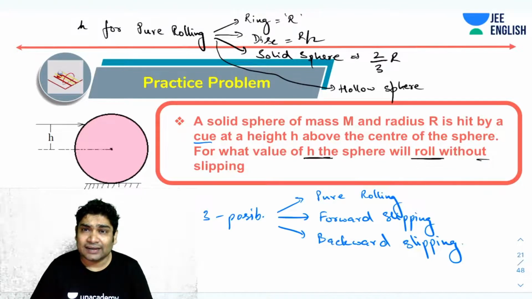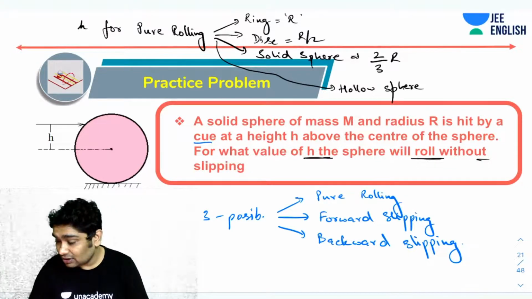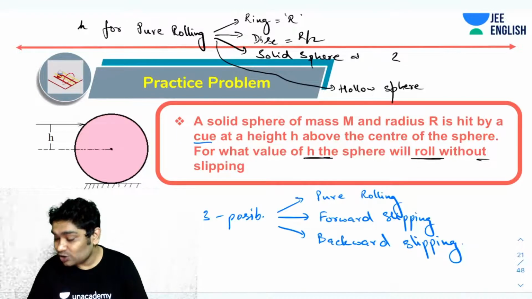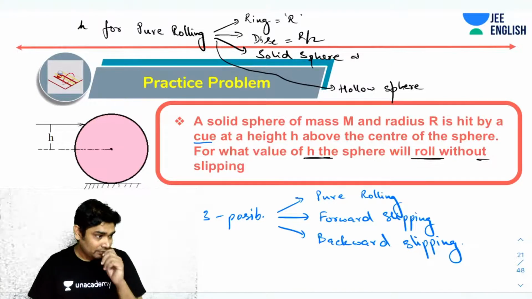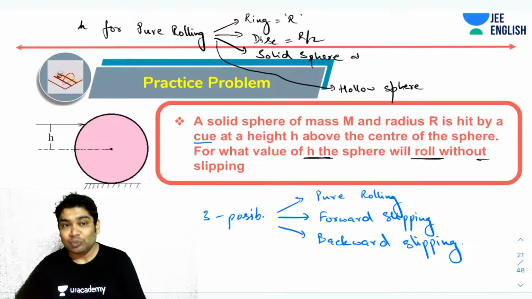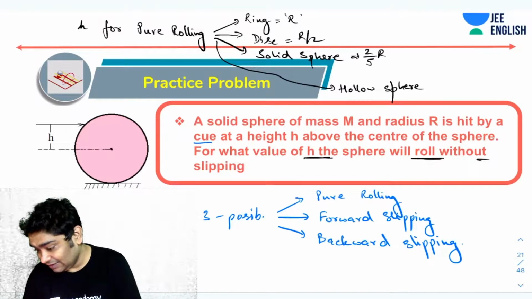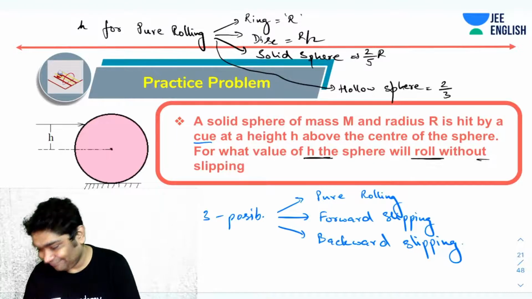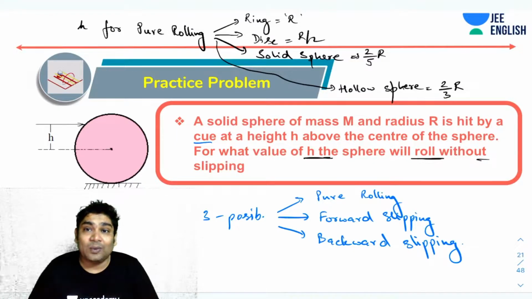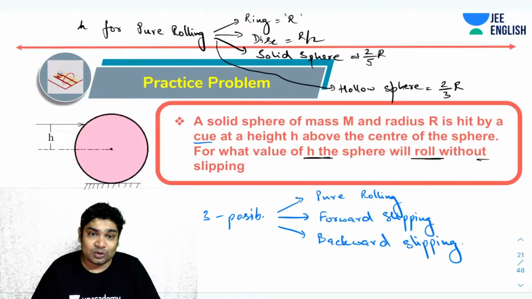Okay, so I think I wrote the other way around. So solid sphere was 2 by 5 MR square. So 2 by 5 R, and it will be 2 by 3 R here. Okay, so I hope you realize what I am trying to do in this question.